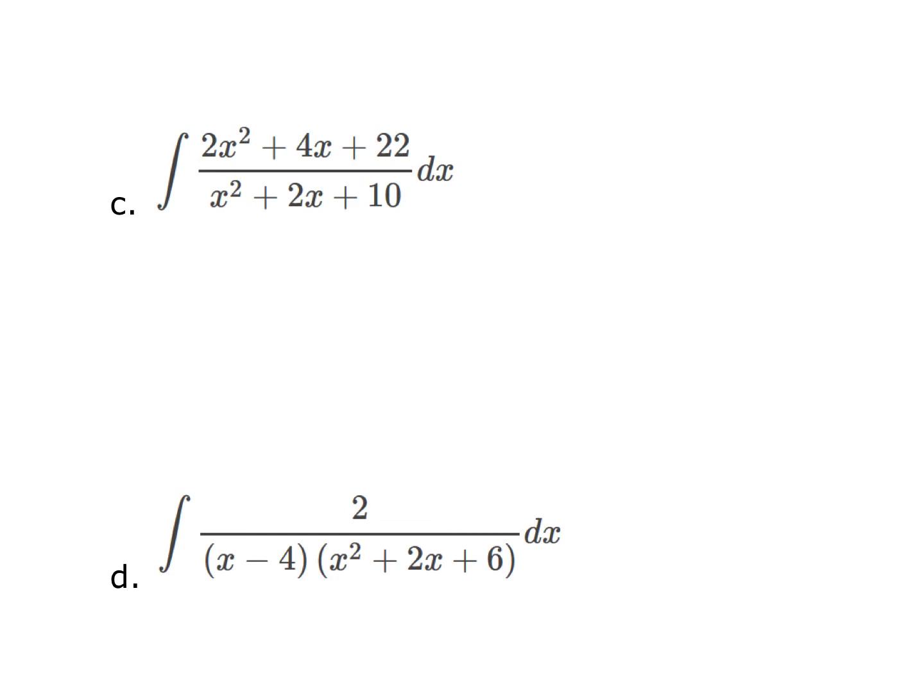So the first thing I am going to do is long division. So I have x squared plus 2x plus 10 divided into 2x squared plus 4x plus 22.